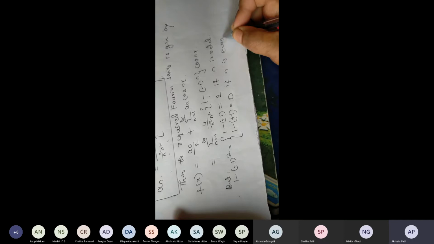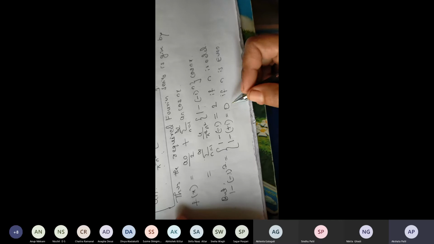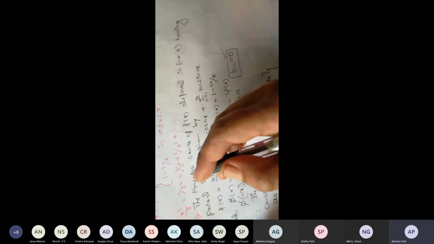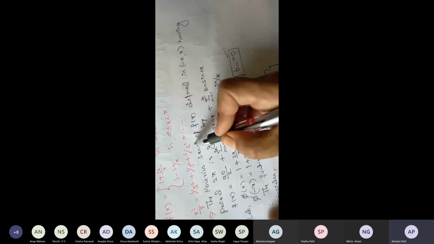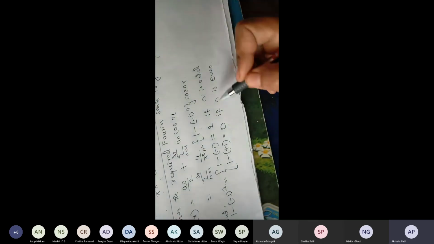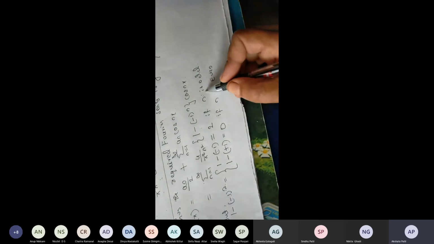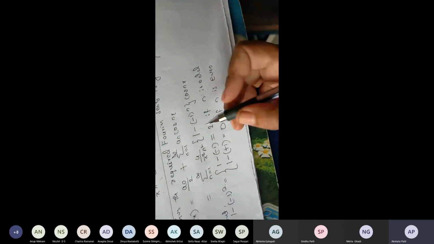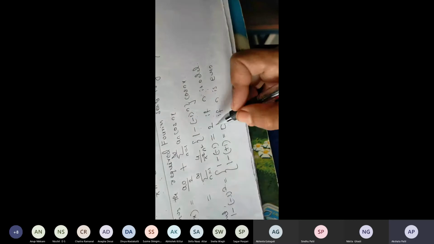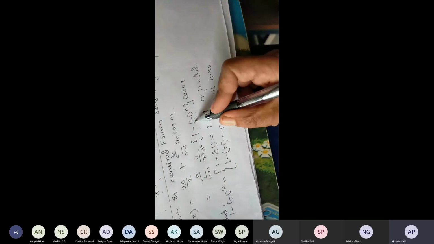Now what should I do here? I will consider n as odd, because the question asks for 1 by 1 square, 1 by 3 square, 1 by 5 square, that is, the odd numbers. So in these two results, I will choose n odd. For n odd, in place of 1 minus minus 1 raised to n, I will write 2. Understood?